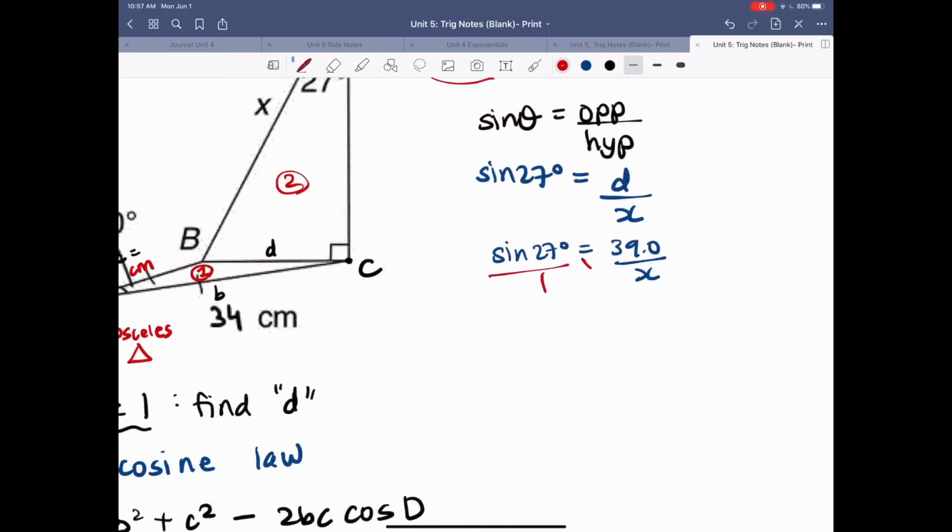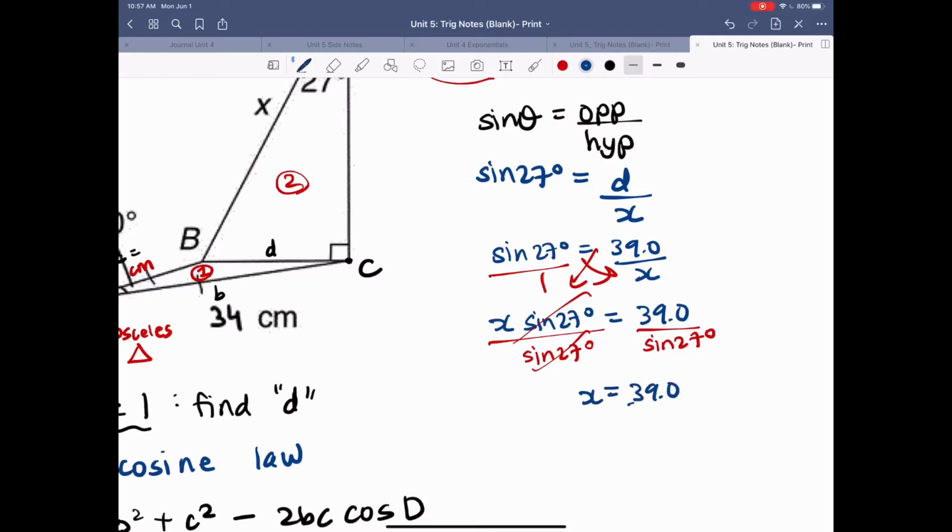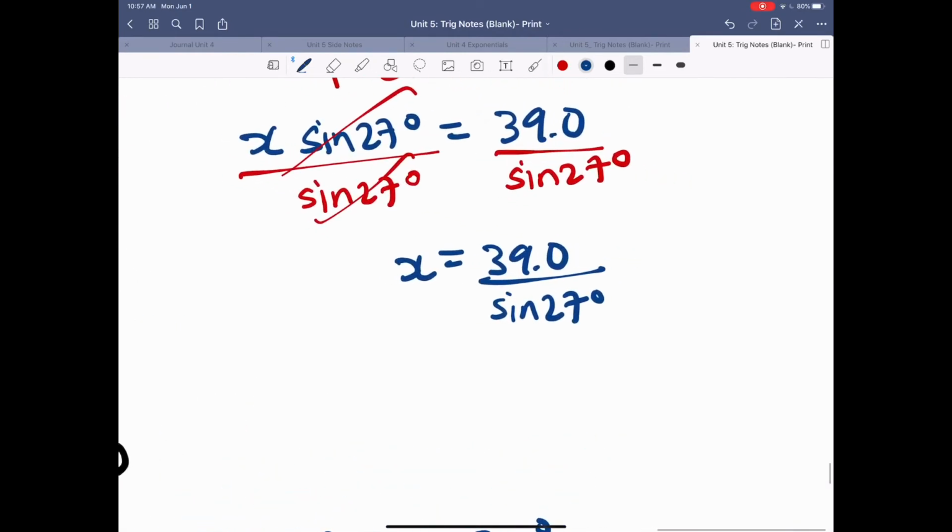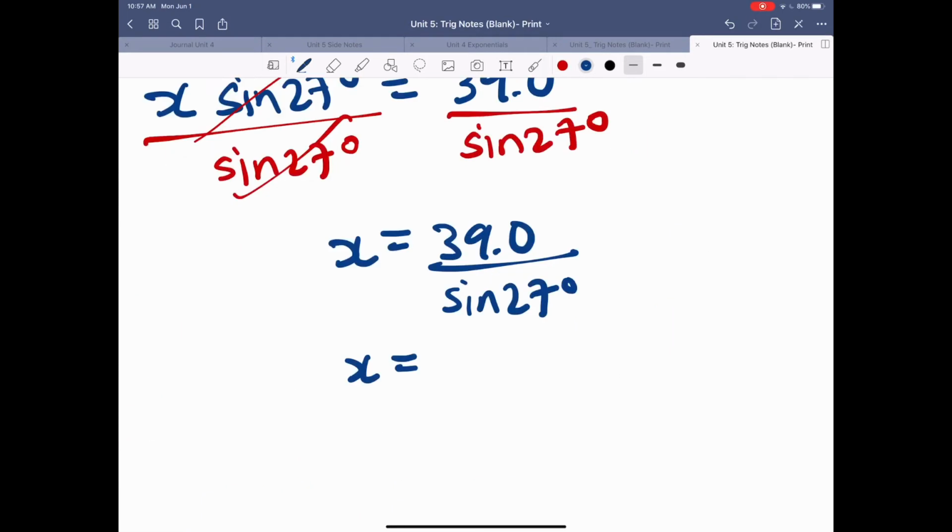So let's do cross multiplication. I get x times sine 27 degrees equals 39.0, and you divide by sine 27 degrees on both sides. You can go straight to x equals 39.0 divided by sine 27. You just want to make sure that you're getting that correctly and not have it the other way. So x is equal to approximately 85.97 centimeters.